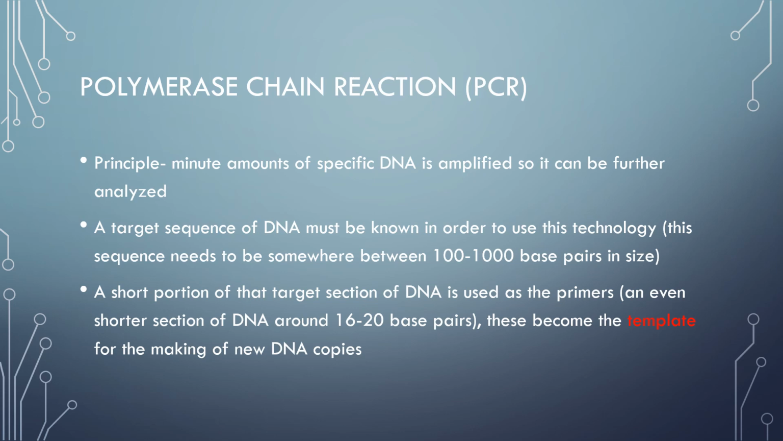Okay? A short portion of that target section of DNA is used as the primer. An even shorter section of DNA, around 16 to 20 base pairs, is going to be our primer. These become the template for making our new DNA copies. In order to analyze products of PCR, we use gel electrophoresis or real-time PCR using fluorescent dyes.